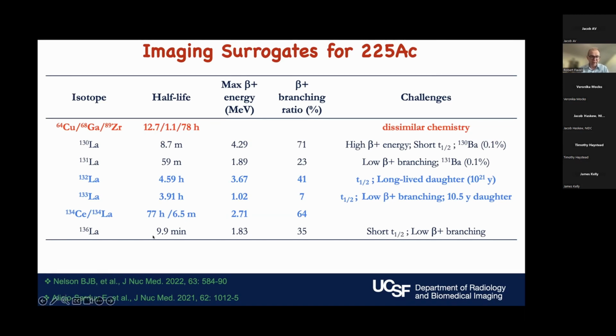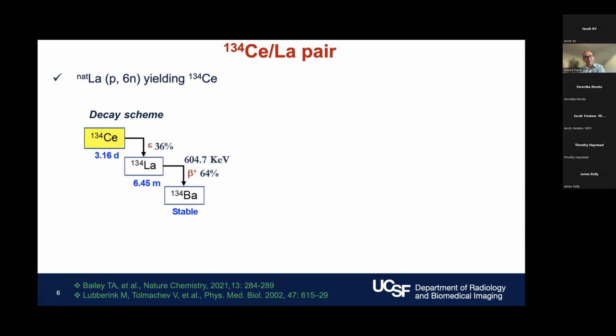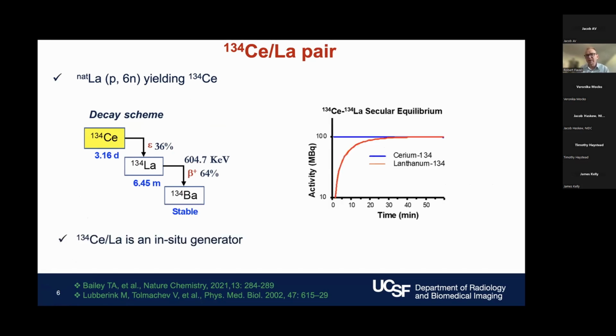And interestingly, one thing that's particularly nice about cerium-134 is the relatively long half-life of 77 hours. And so it's been hypothesized, and the work was already nicely summarized by Dr. Mako, that the cerium-134 lanthanum pair may serve as a better PET imaging isotope for actinium-225 therapy. So cerium-134 does act as an in vivo generator. The parent isotope has a half-life of about 3.16 days and develops the daughter isotope, lanthanum-134, which is the positron emitter. Therefore, this exists in a secular equilibrium. So if you had a hypothetical pure sample of cerium-134, you'd see the ingrowth of lanthanum-134. And we're going to return to this again later on in the talk.